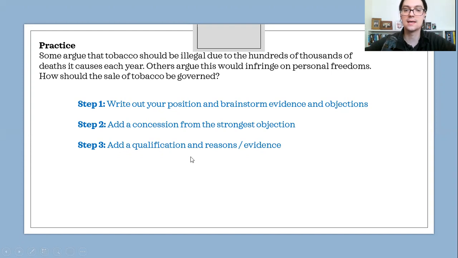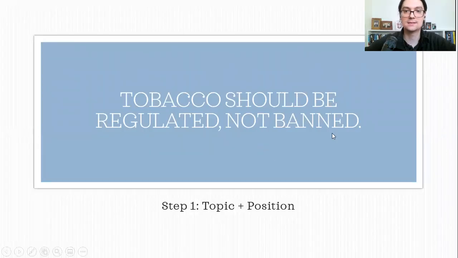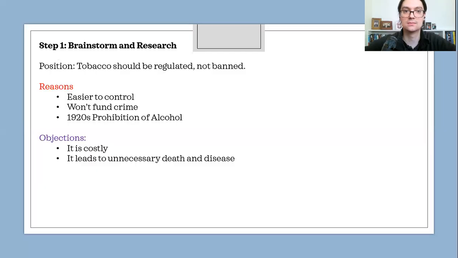In step three, you want to add a qualification. So this is where we want to further narrow and bring in our evidence and reasons. Here's the basic thesis. Tobacco should be regulated, not banned. We have our topic and position. Now let's brainstorm. Why should it be regulated? Well, it's easier to control, it won't fund crime, and we have precedent that banning doesn't work so well, for instance, with alcohol during the Prohibition era. Objections that we've brainstormed are that it is too costly. For instance, the medical costs are very high, and it leads to unnecessary death and disease.